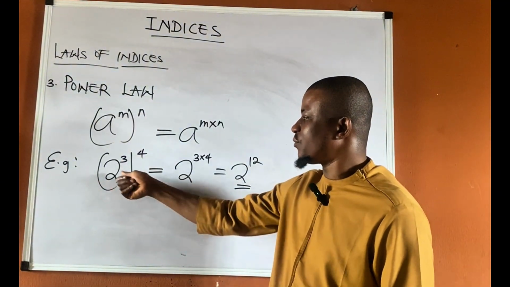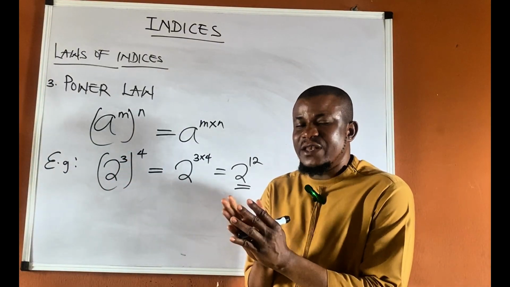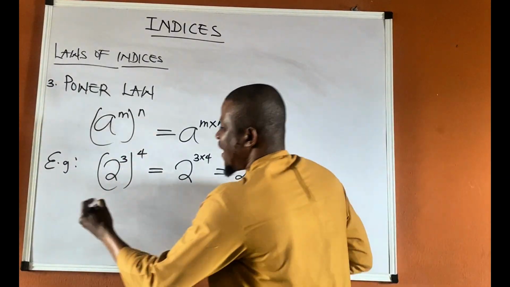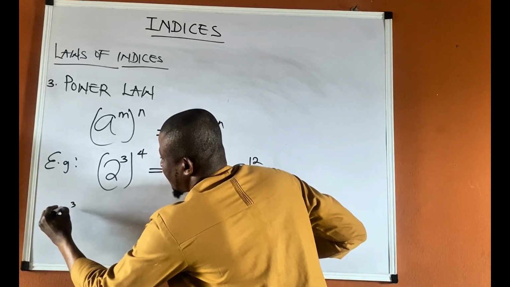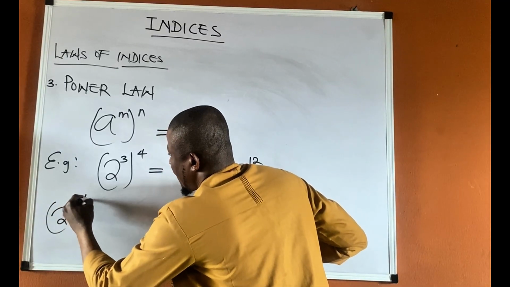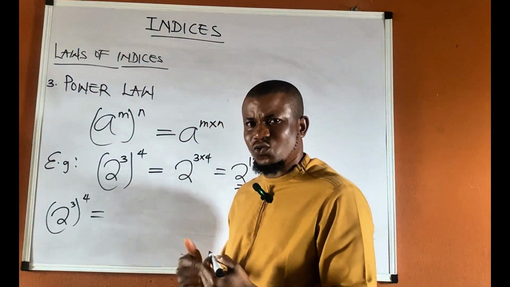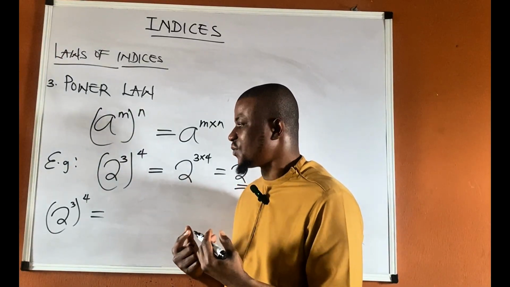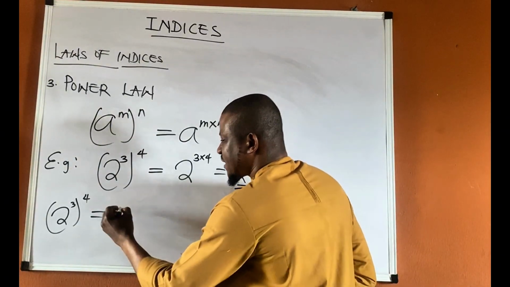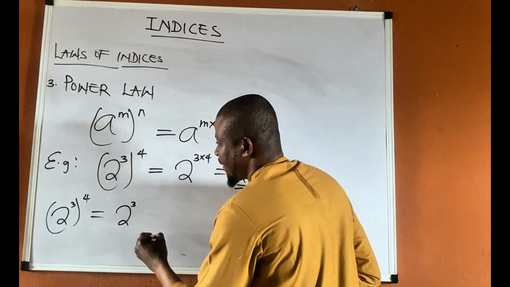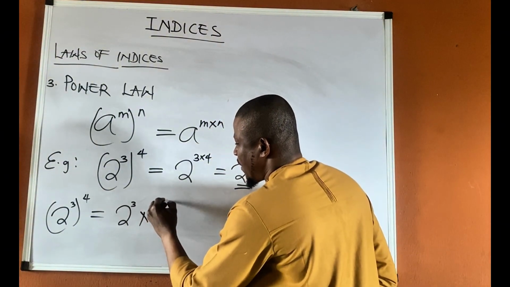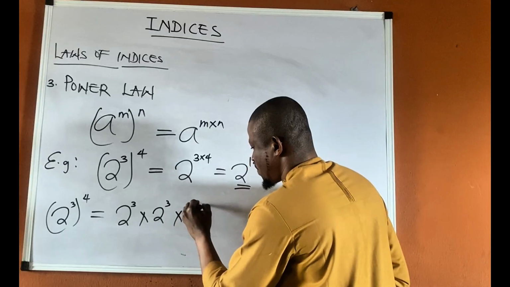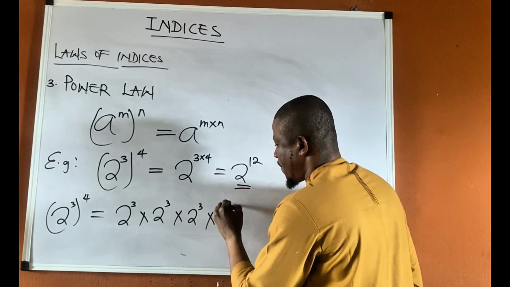Let's take this 2 to the power of 3 as a given number. If I have 2 to the power of 3 to the power of 4, according to the concept of indices that we've known, this can be said to be 2 to power 3 times 2 to power 3 times 2 to power 3 times 2 to power 3.